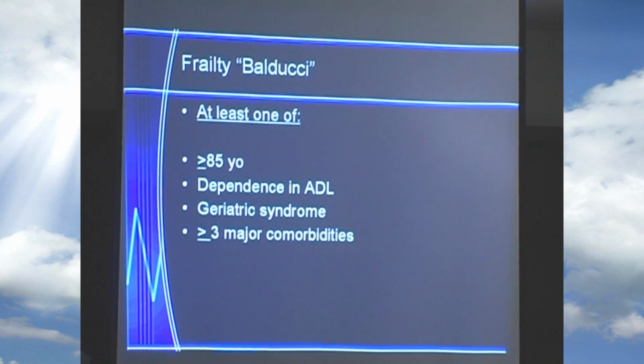At some point, we had to tell oncologists a little bit what a frail patient was. So we thought about it and said, okay, above 85, usually people are frail. If they have dependence in ADL, if they have a geriatric syndrome, and if they have three or more major comorbidities, however you want to define them. It has the advantage of being fairly simple.